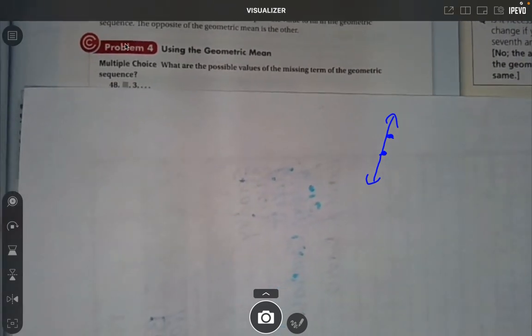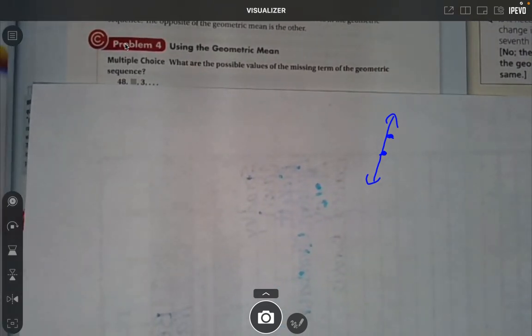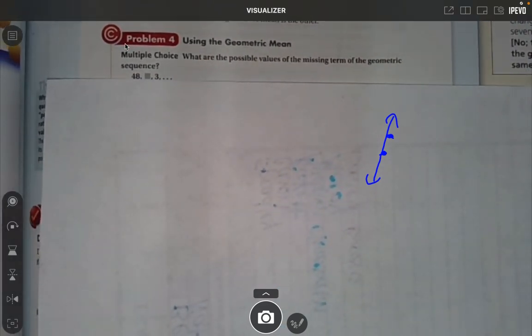Geometric mean. Do y'all remember doing the arithmetic mean? Is the mean like the average? The mean is the average. So for the arithmetic mean, yes, you would add them up and divide by 2. But we're doing a geometric mean. It's not the same thing. You multiply them and take the square root. So for geometric mean, you're going to multiply the two numbers and take the square root.